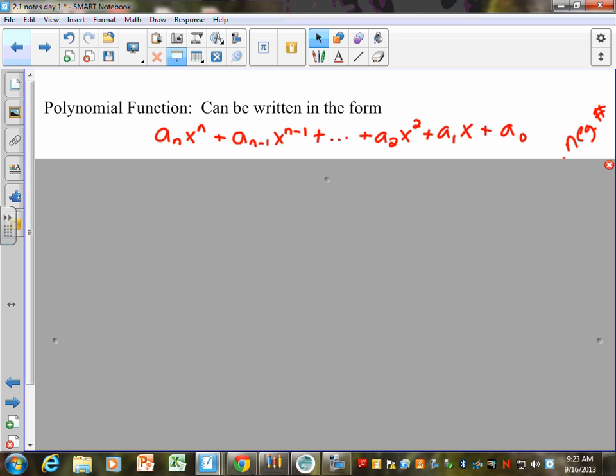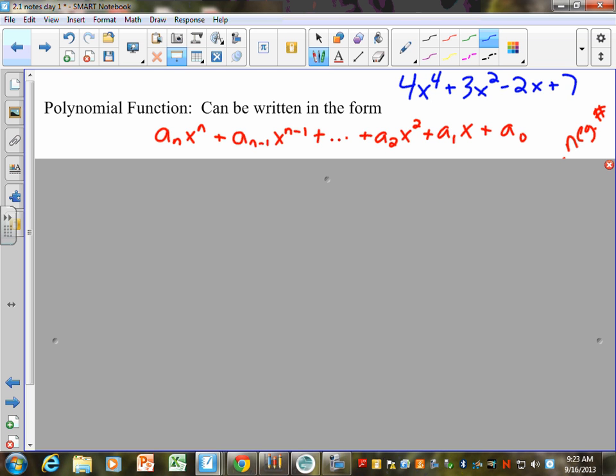A sub n, x to the n. That's your degree. That's your leading coefficient. And then we always write it in descending order of exponent. So this is the next one down. And we just go on and on all the way until we have no x's left. And if that scares you, a real polynomial function would be like 4x to the 4 plus 3x squared minus 2x plus 7. Right? We start with the biggest degree and we count down by 1 until there's nothing left.